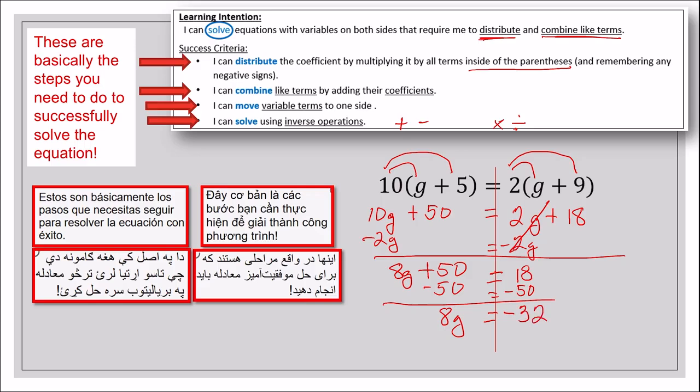You can use your calculators for that. Now I've got a multiplication. I undo that by dividing. Divide both sides by 8. And I get g is equal to negative 4. So again, the reason I move the lower number of the variable is because I always like to have a positive, if at all possible, for the variable.